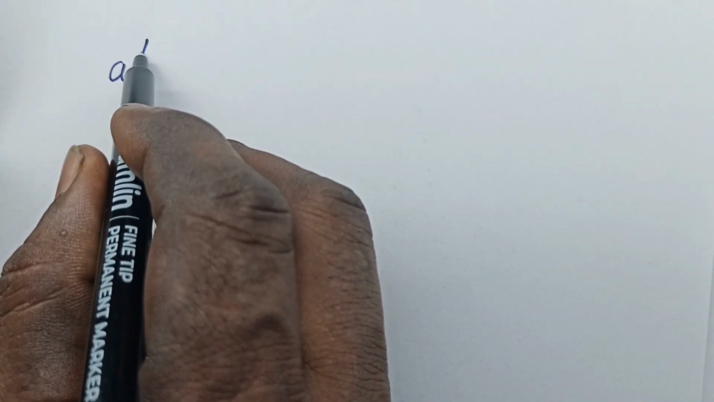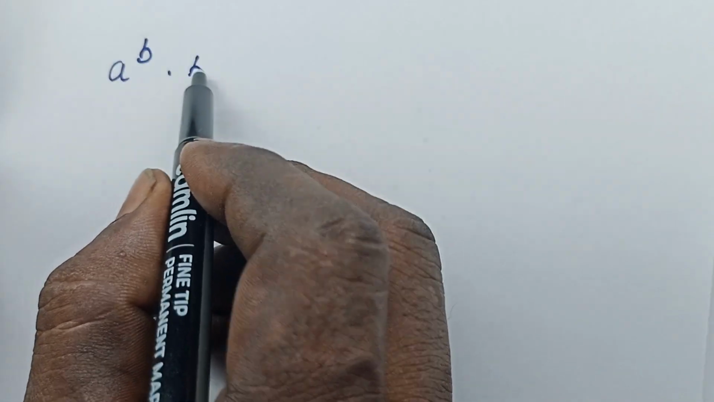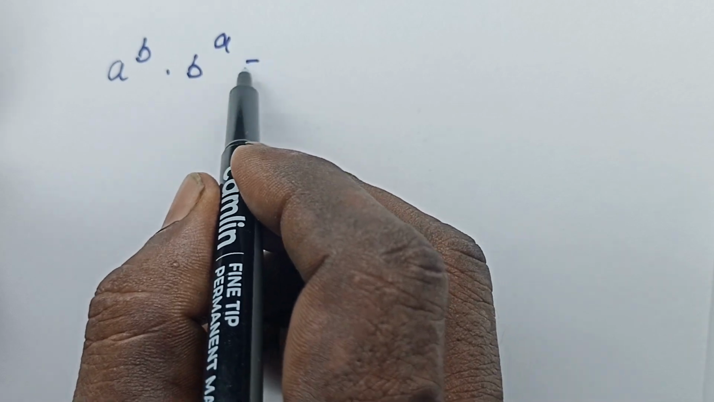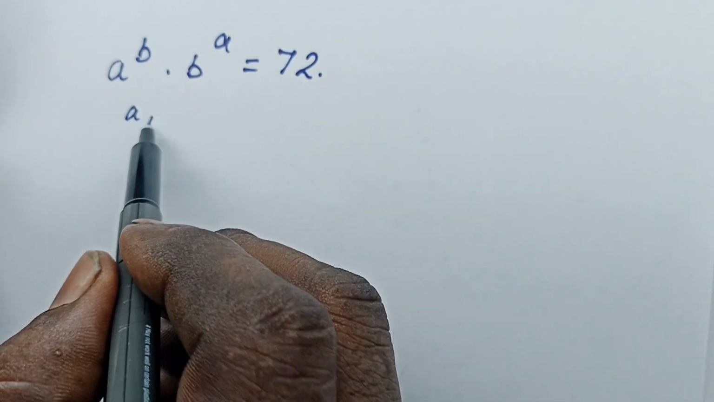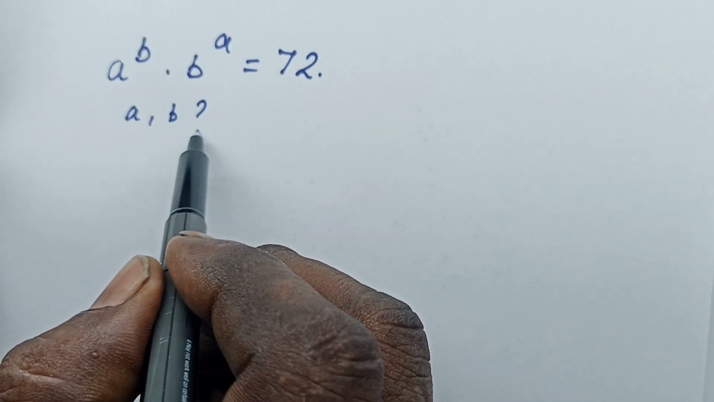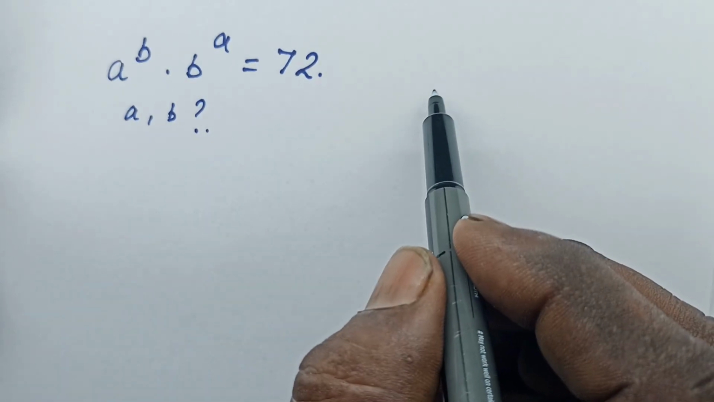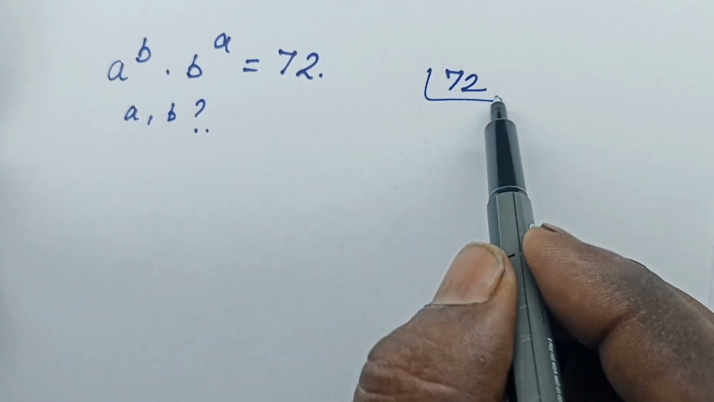a power b into b power a equal to 72. So what is the value of a and b? Now take 72, take L divider.